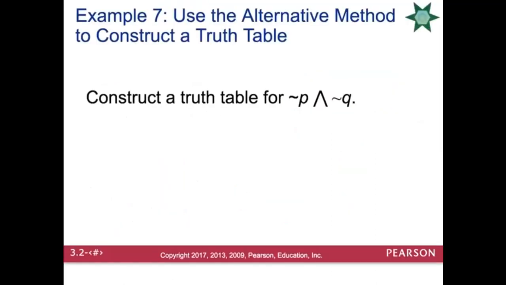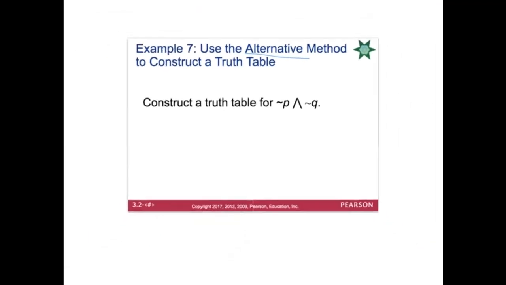Okay, let's look at another one. This actually asks us to use the alternative method. That's what I just showed you. I typically always use the alternative method because it's just how I am used to creating truth tables. So this time we want the negation of P and the negation of Q, and we want to develop a truth table. So again, we have two statements. We have statement P and we have statement Q.